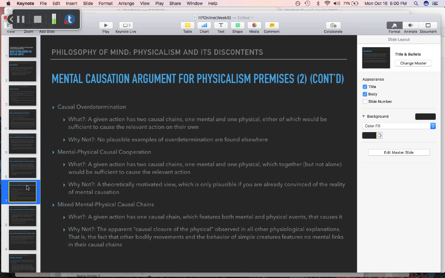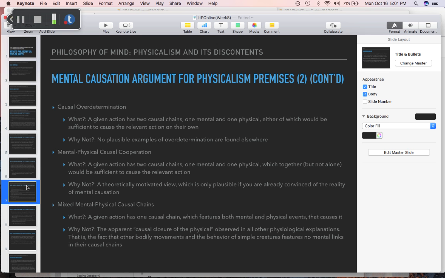Two. Mental physical causal cooperation. So an action has two causal chains, and when I talk about a causal chain, think about a string of dominoes, right? Each domino is a link in a causal chain. It falls over, it hits the next thing, that falls over, hits the next thing, and then when the last one falls it hits a button that causes the thing to happen, right? So each domino is a link in the chain. When you think about two causal chains, you could think about two rows of dominoes falling over at the same time, and the last one on each row falls and hits the button. And so in overdetermination, both dominoes hit the button at the same time, right?